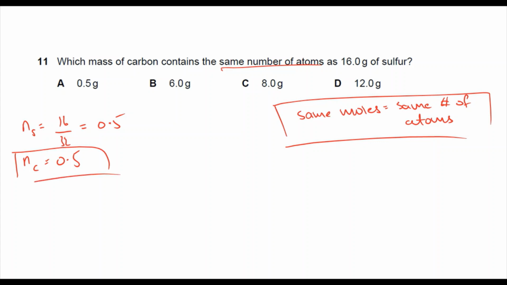We need to keep the moles, the number of atoms, the same. 5 is equal to mass over Ar. So I'm interested in the mass, and the Ar for carbon is 12. So the mass turns out to be 6 grams. So the answer is B. I hope that made sense.